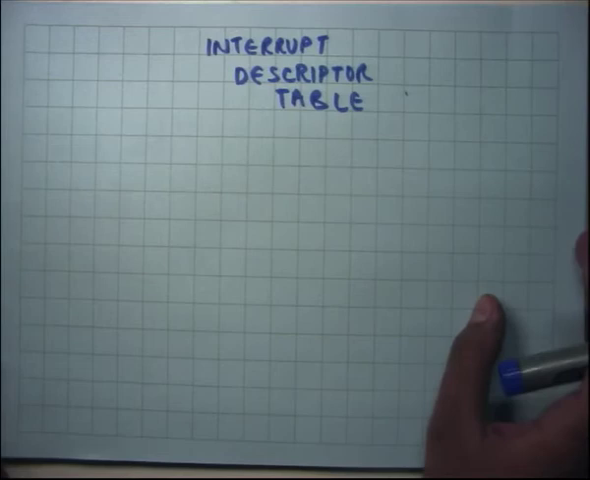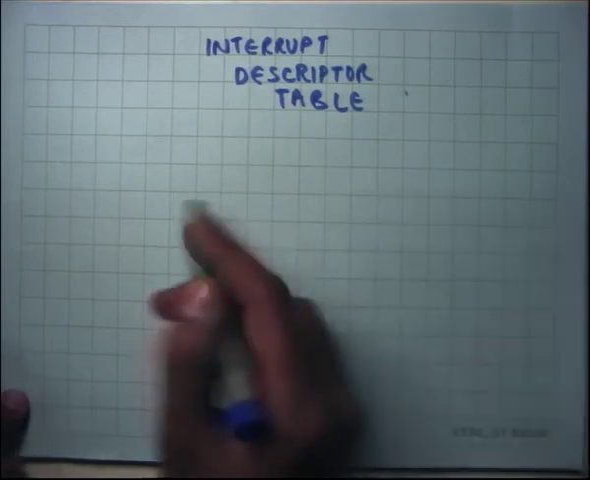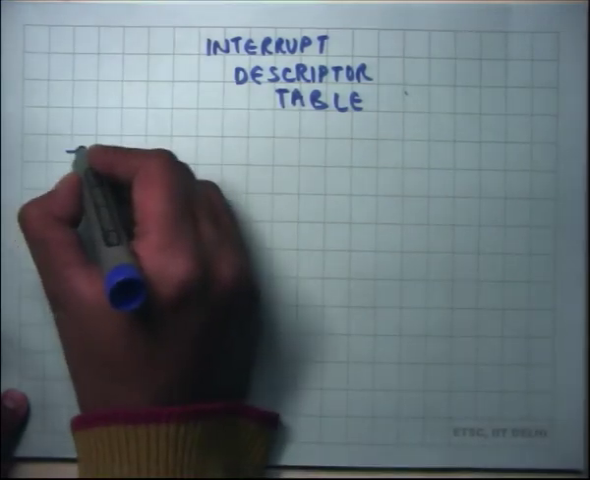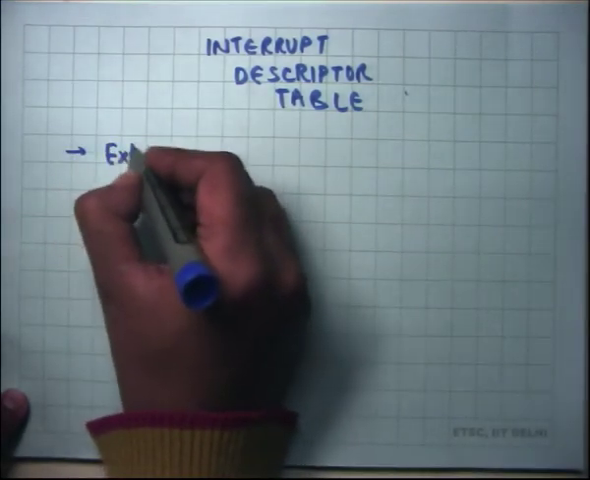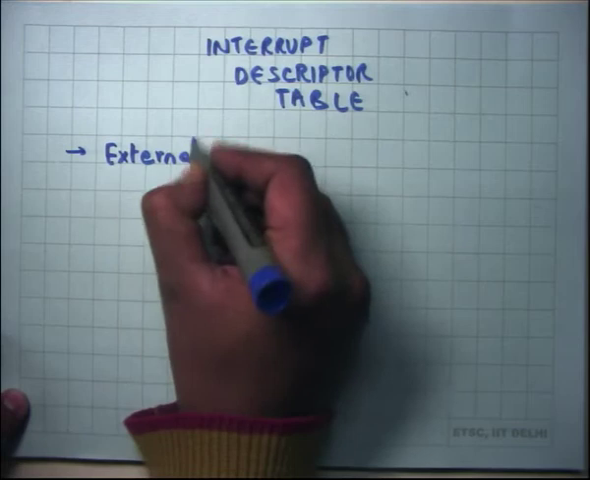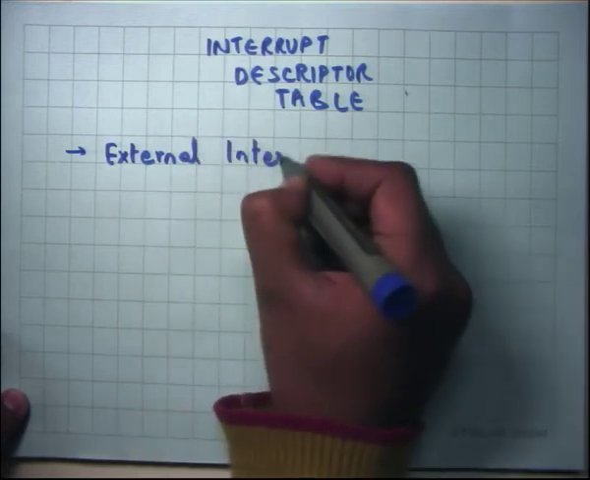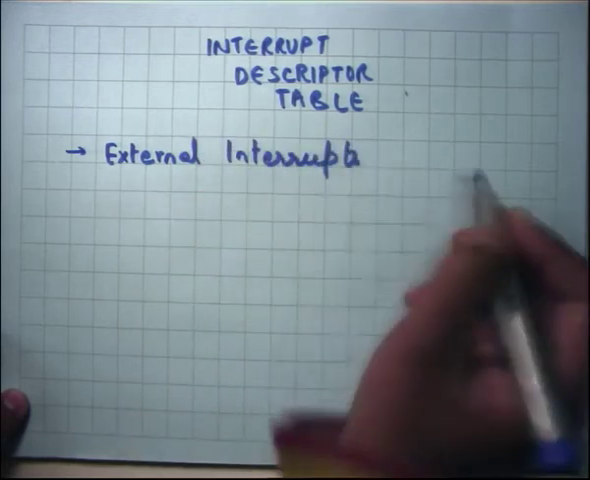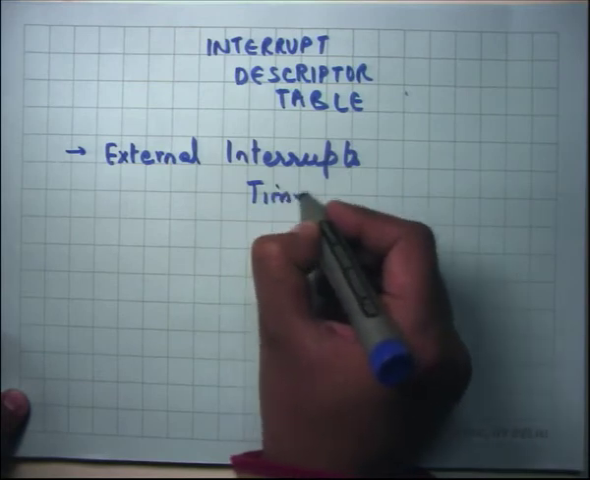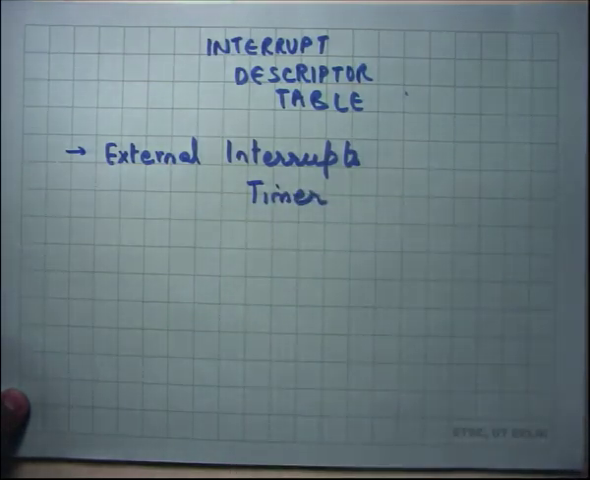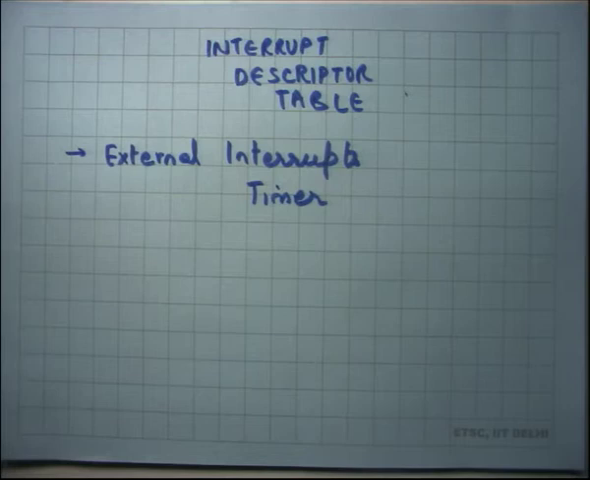So we saw the interrupt descriptor table. We've seen that it's used for external interrupts. In particular, we saw how it could be used for the timer device, right? But it could be used for any other device as well. For example, disk, network, printer, whatever.